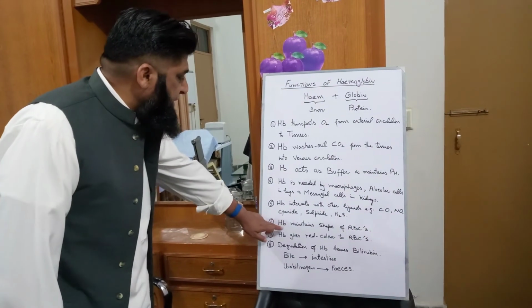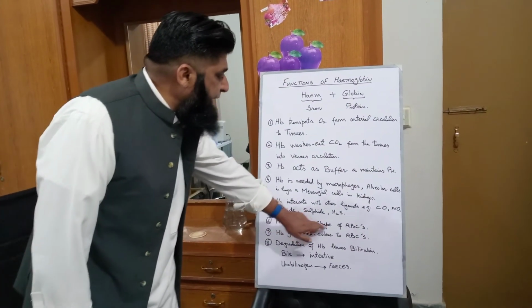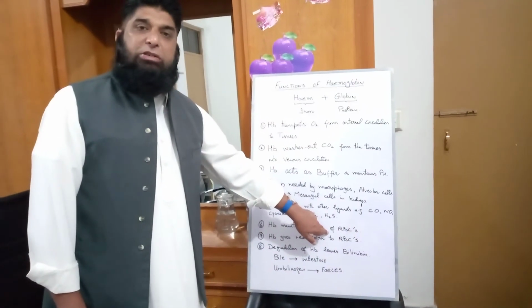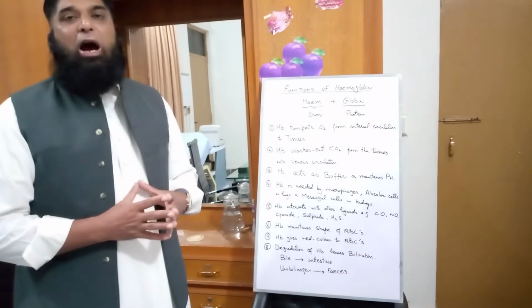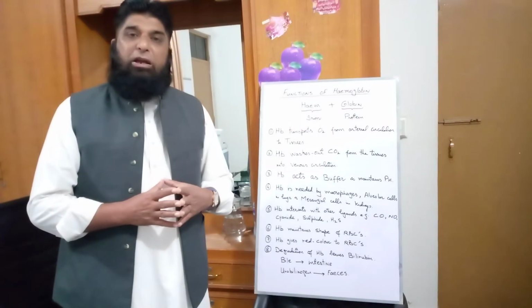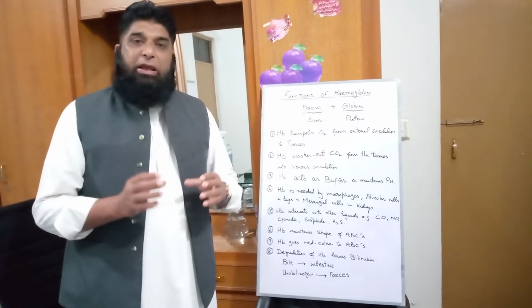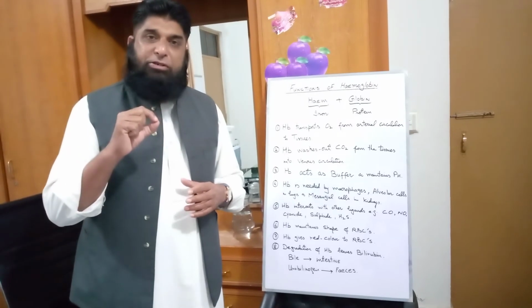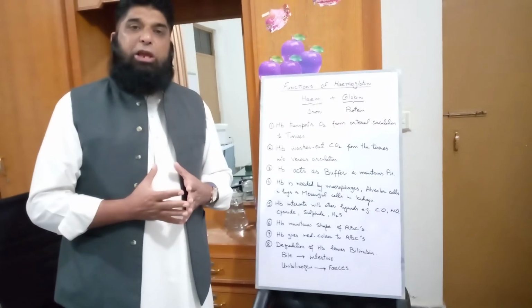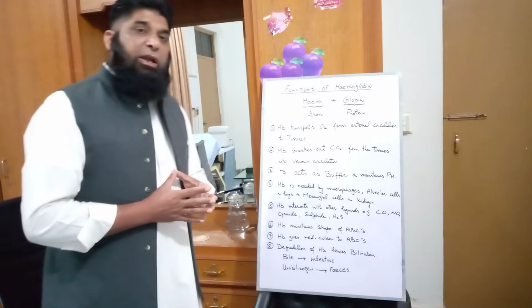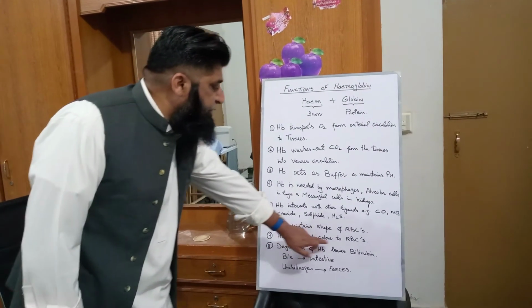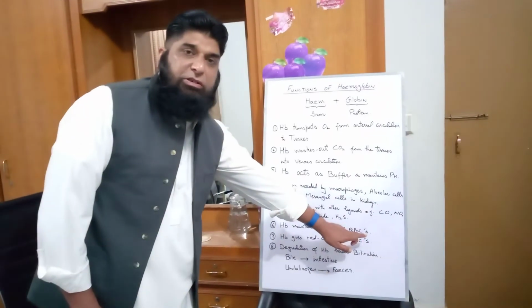Next point, sixth, hemoglobin maintains the biconcave shape of the RBCs. The normal shape of RBCs is biconcave. That is, edges are raised and center is depressed. This normal shape of the RBCs is maintained by hemoglobin. Hemoglobin gives red color to the RBCs.